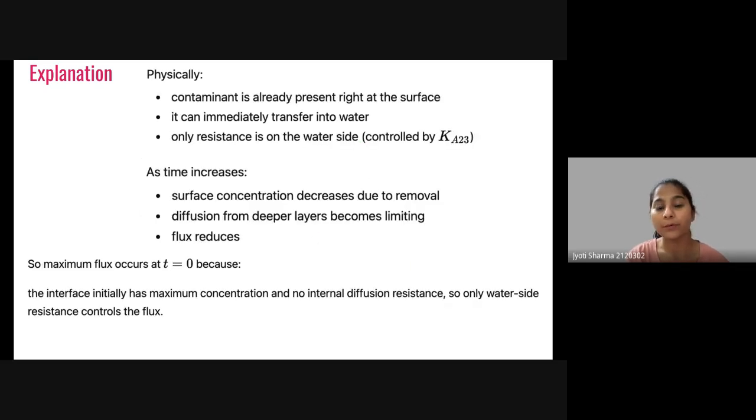So physically what we can say is the contaminant is already present right at the interface. It can immediately transfer into water. Only resistance is on the water side. As time increases, surface concentration decreases due to removal. Diffusion from the deeper layer becomes limiting, and that's how flux will reduce. So there is a maximum flux when time is equal to 0.